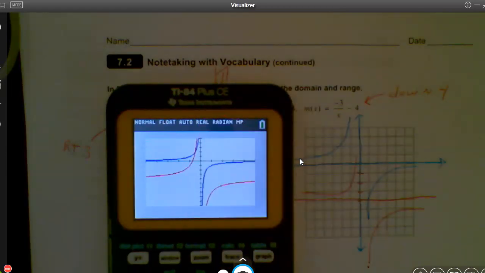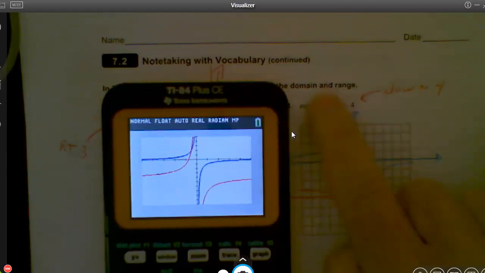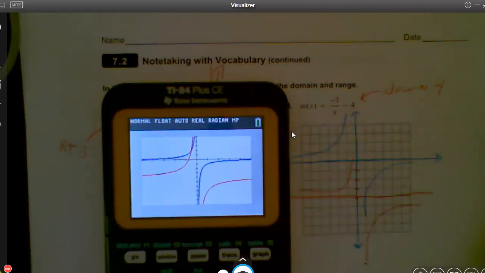But that's it. So when you're doing graphs today, please do them like you're seeing them here. Graph the parent function first, then do the ending graph that you're seeing right here after it's been transformed.